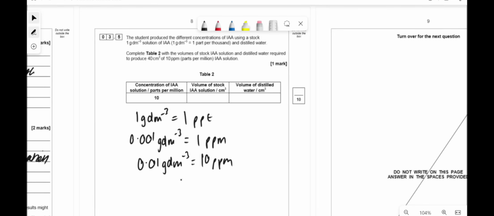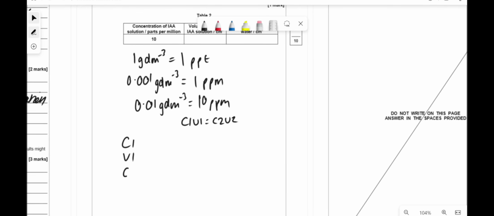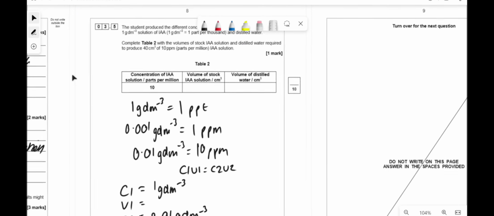Next, we're going to use this formula, C1V1 equals C2V2. C1 is the concentration you have, which is 1 gram per decimeter cubed. V1 is how much of C1 you're going to take out. We don't know this yet. That's what we're looking for. C2 is the concentration you want, which is 0.01 grams per decimeter cubed. And V2 is the volume that we want as well, which is 40 centimeters cubed. We need to convert that to decimeters cubed, so that's 0.04 decimeters cubed.